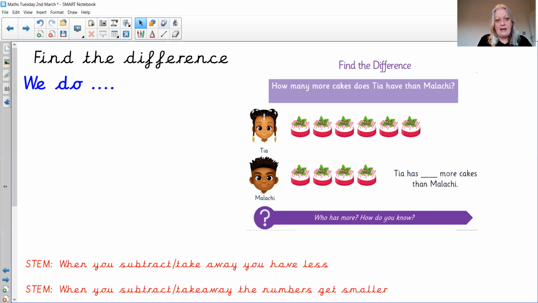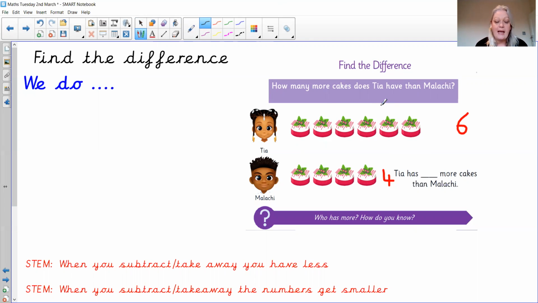So let's count Tia's cakes. 1, 2. That's right, she has 6 cakes. And how many does Malachi have? That's right, Malachi had 4 cakes. And the question asked you is, how many more cakes did Tia have than Malachi?